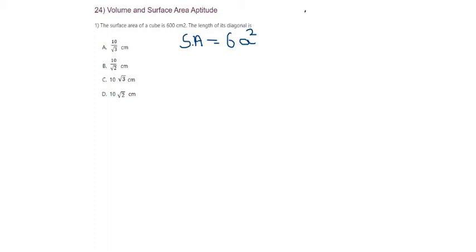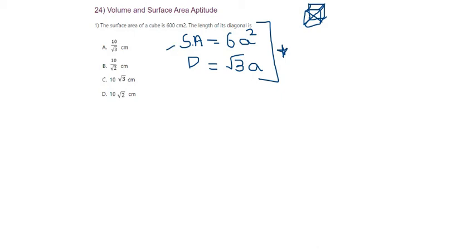They have asked the length of a diagonal. If your cube is this way, don't mind the diagram. What is a diagonal? It can be any diagonal from here to here, in a three-dimensional way. So what is the length of a diagonal? What is the diagonal formula? Diagonal of a cube is root 3a. This formula is a must to remember to crack simple exams.